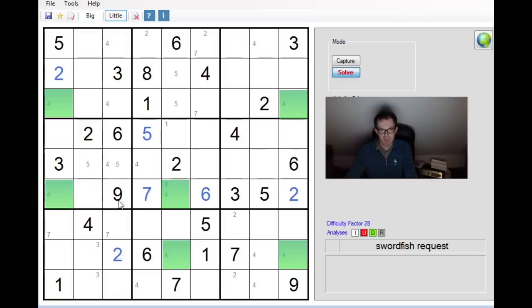Now, let's just check the rest of this row now. So we need 1, 4, and 8. 1, 8, 4, 8, 1, 4.